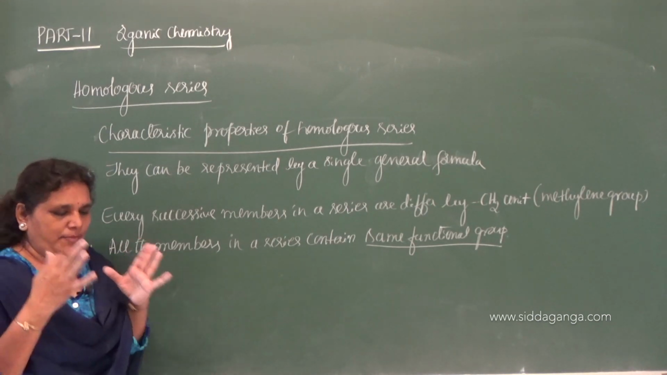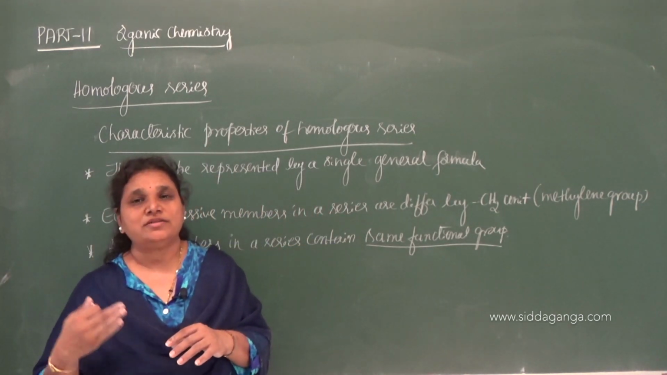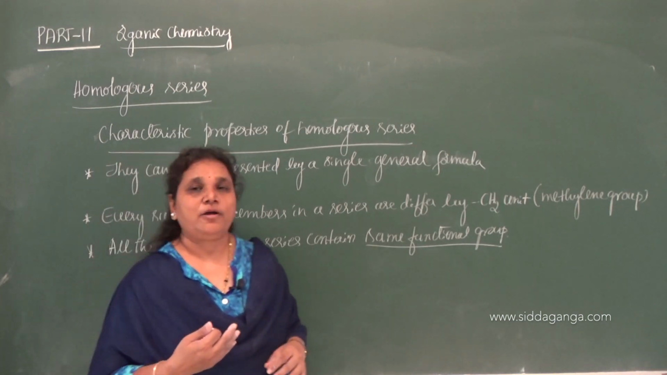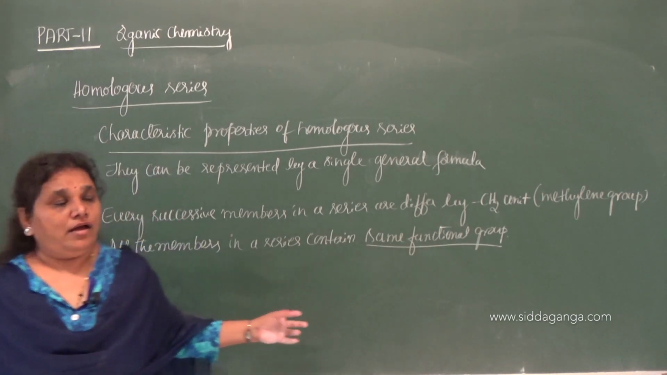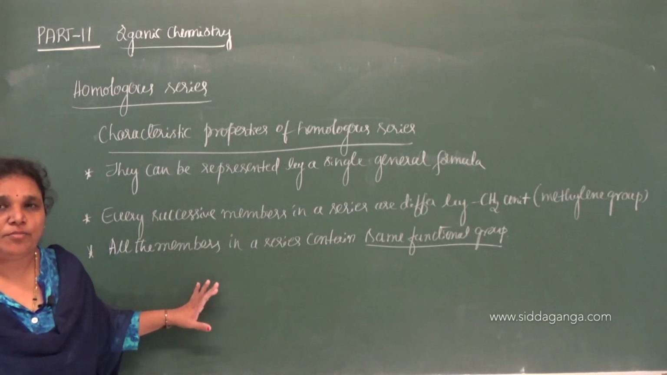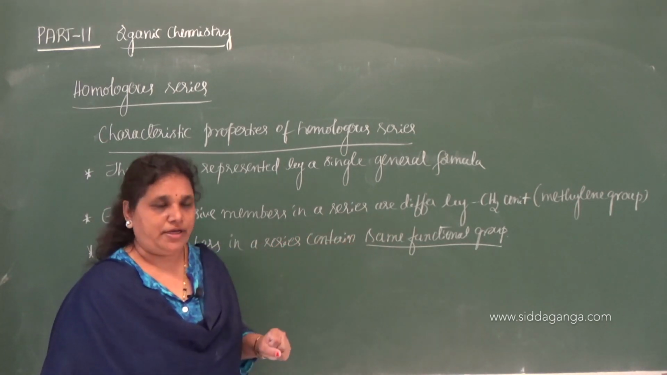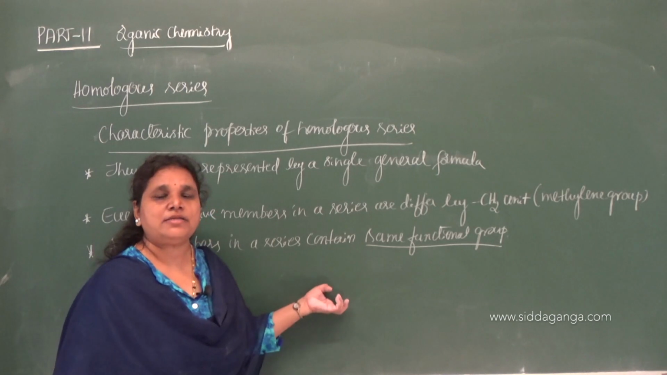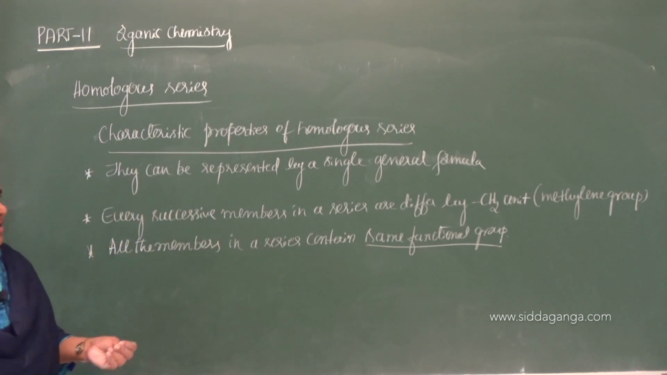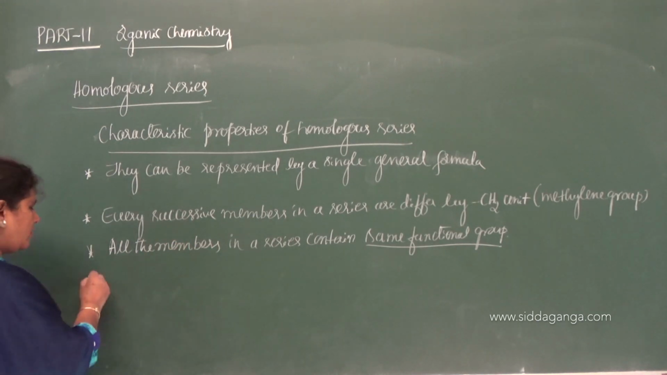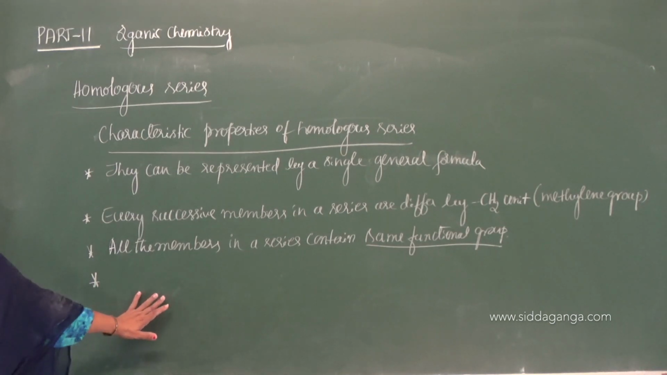So the chemical properties mainly depend on functional group, and the physical properties mainly depend on what? Depend on the molecular mass of the given compound. So molecular mass of a particular compound determines the physical properties and functional group determines the chemical properties. So when all the members in a series contain same functional group, all the members show similar chemical properties.